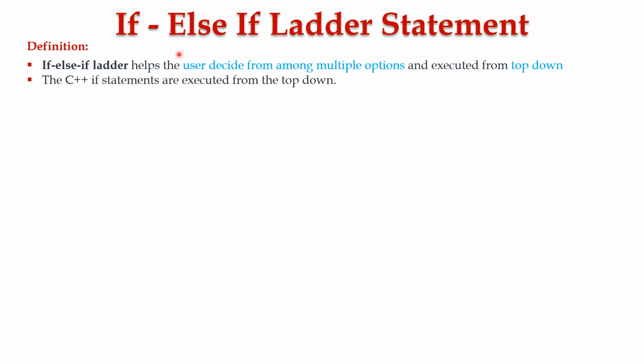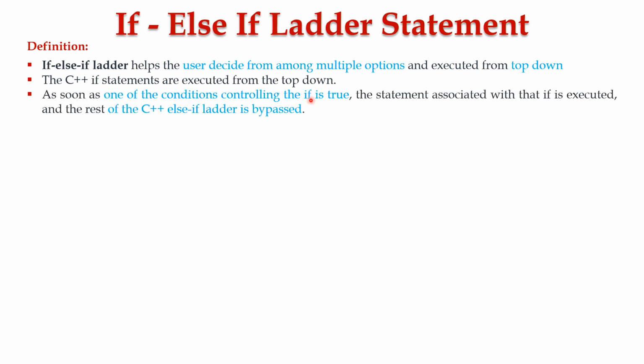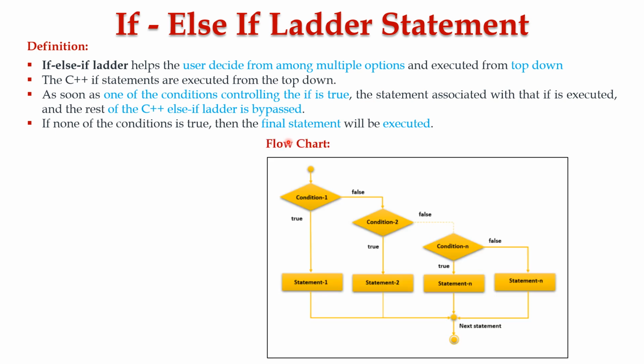Next, let's learn about the if-else-if ladder statement. It is mainly used to decide from among multiple options, and it is executed from top down. Normally, all the if statements are executed using a top-down approach. As soon as a condition is true in any of the if-else-if ladder, the statement associated with that if will be executed and the rest of the else-if ladder will be bypassed. If none of the conditions is true, then the final statement will be executed in the if-else-if ladder.